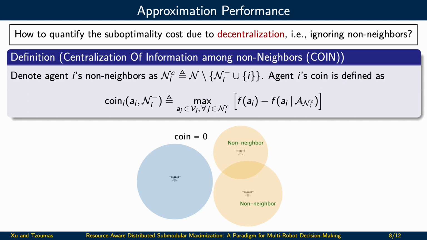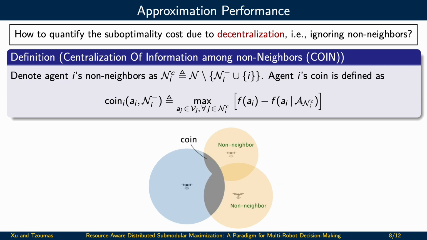Coin is defined as the mutual information between my action and my non-neighbors' possible actions. It's a function of the in-neighborhood, or equivalently, the non-neighborhood. In this figure, for the monitoring task, I'm far enough from my non-neighbors. Then, my action will be decoupled from theirs. So intuitively, ignoring them will not affect me at all. And as this figure shows, now coin is 0, which coincides with my intuition that ignoring non-neighbors is totally fine.